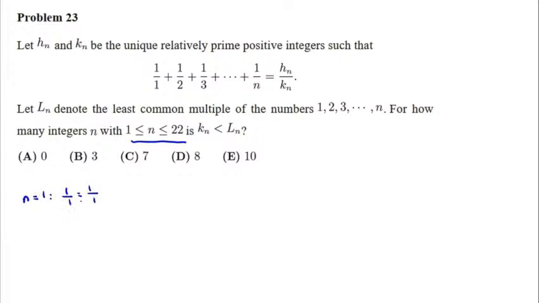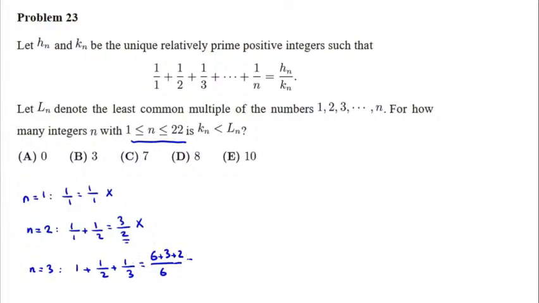For n equals 1, 1 over 1 is 1 over 1, L1 equals K1. And we want Kn to be less than the least common multiple of 1 to n. So it is not good. N equals 2: 1 over 1 plus 1 over 2 is 3 over 2, where 2 equals the LCM of 1, 2. It is bad. Let's check n equals 3. Maybe when you check some small examples, you think the answer is 0. But let's check some more. It will be 6 plus 3 plus 2, which will be 11 over 6.